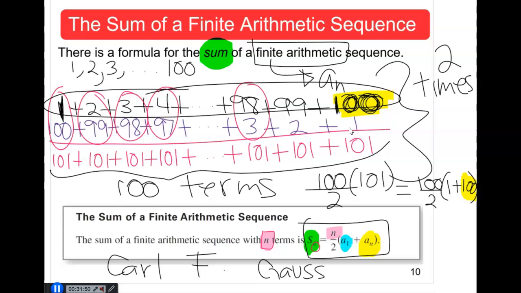And the 1 happens to be the first term right here. And that's what we have here on the formula. And the 100 happens to be the number of terms that we had. And the 2 was just needed because he added the 2 series. Remember, when they're adding, they're called series. Twice. And so that's why it was divided by 2.